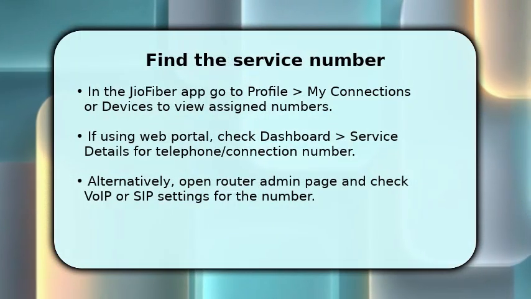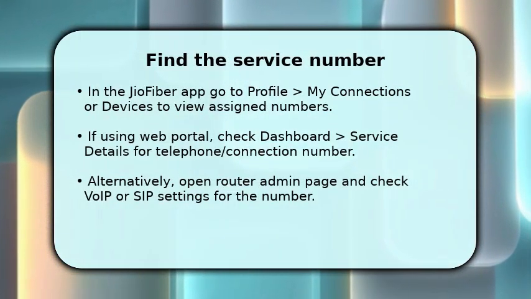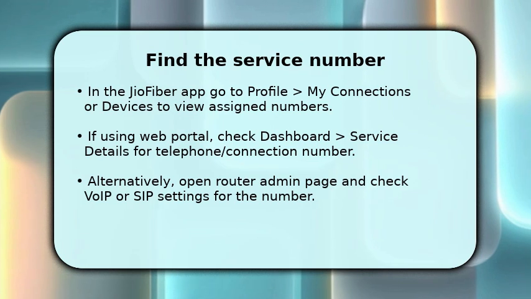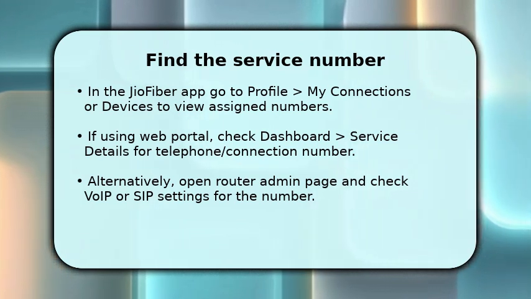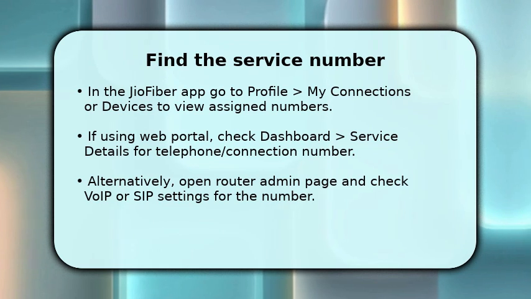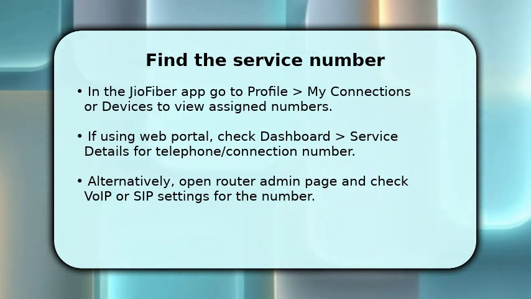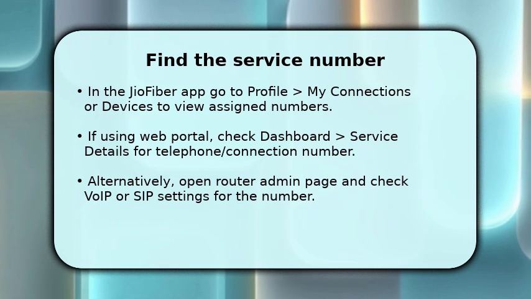Now you locate the actual GeoFiber number inside the app or device. In the app, tap Profile, then My Connections or Devices to reveal your broadband and landline numbers. The VoIP/telephone line shows there.